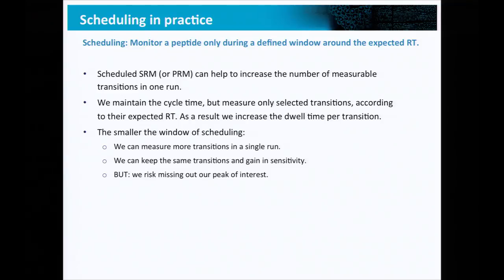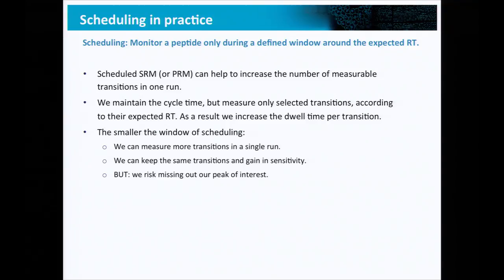And the smaller the window of scheduling, that means that in a single run we can squeeze more transitions into our method without losing in any of the other parameters, in sensitivity or in quantitative accuracy, or we can also just keep the same number of transitions, but gain in sensitivity. So if we just took the same 100 transitions and scheduled them, we would just have more points with the same cycle time and more sensitivity.